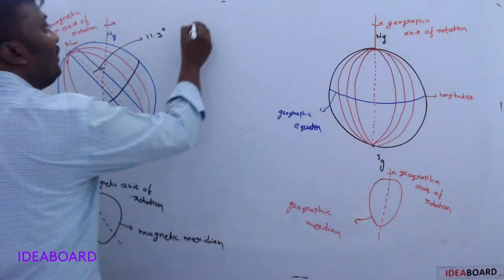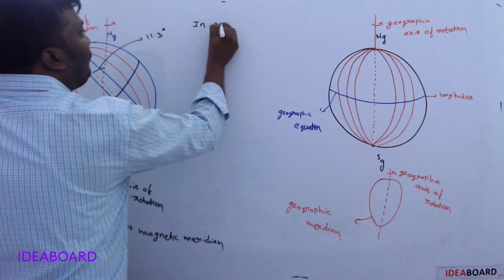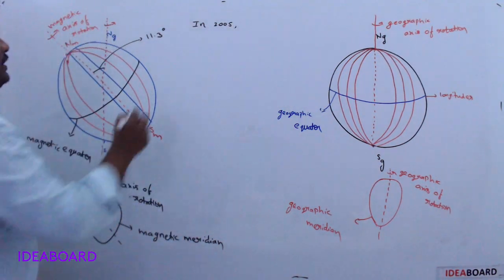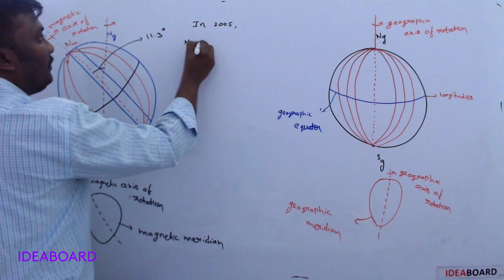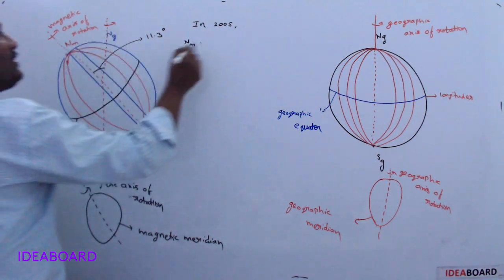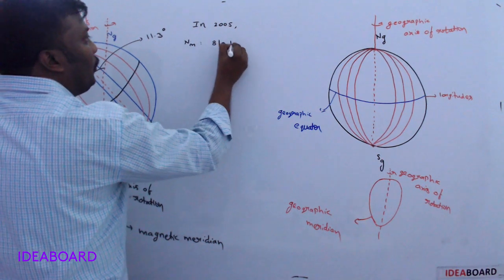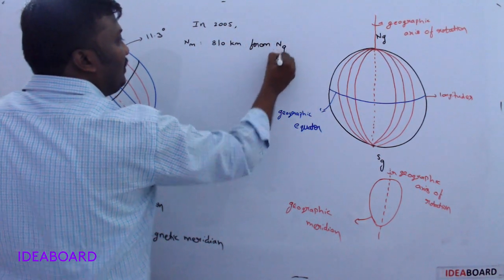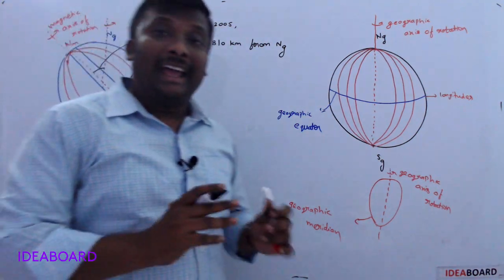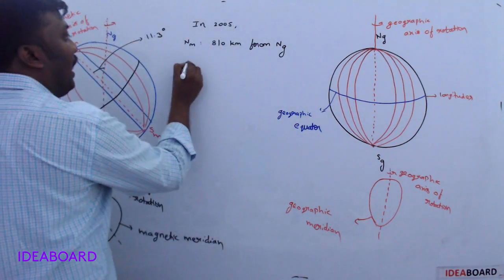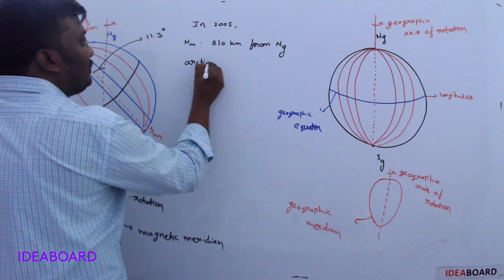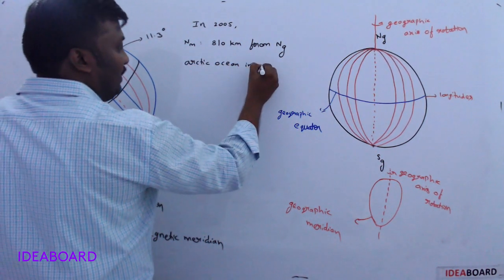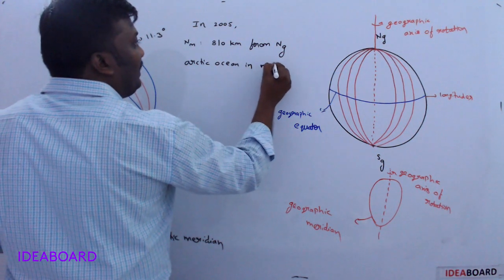So in 2005, the position of the NM is at a distance of 810 kilometers from NG, and is located at the Arctic Ocean in northern Canada.